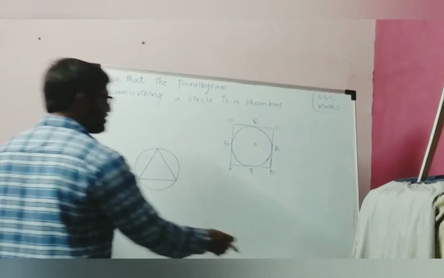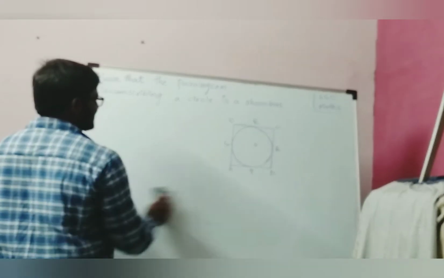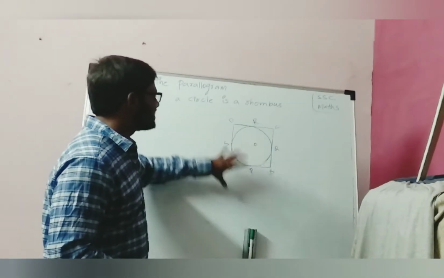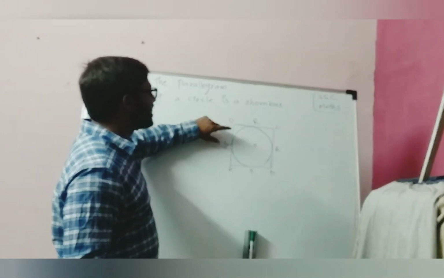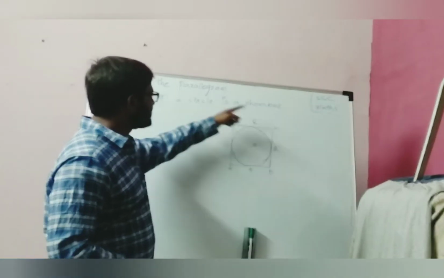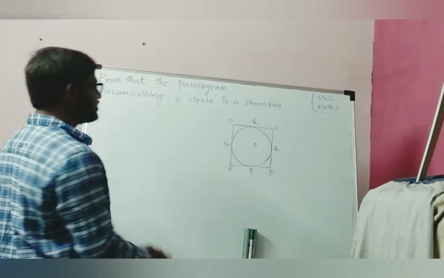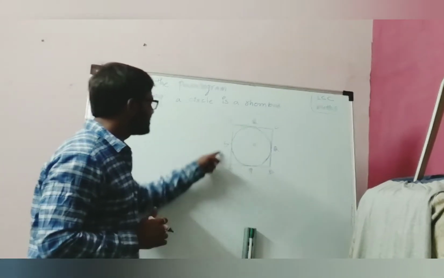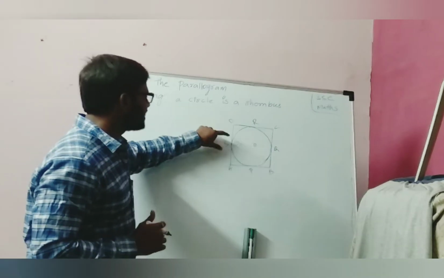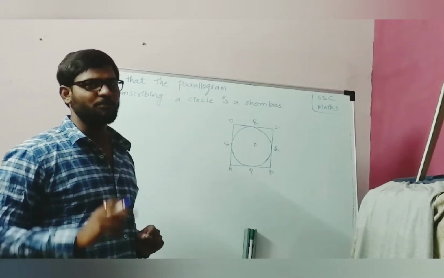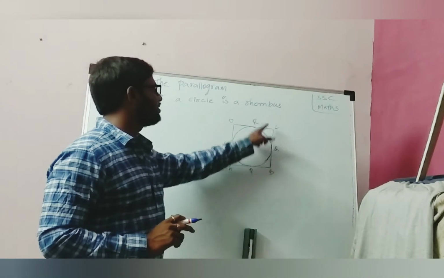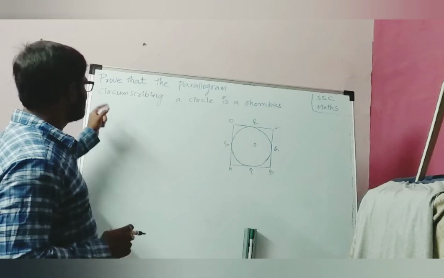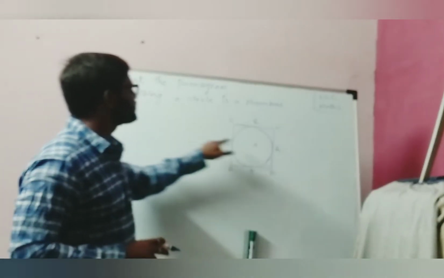What is meant by polygon circumscribing? Polygon circumscribing means the polygon is touching the circle in such a way that the vertices are outside and the circle is touching the sides. How? All these sides are tangents of the circle. That means the circle is touching each side at one point, and similarly all the four sides are touching the circle at one point. So this is a polygon circumscribing the circle.